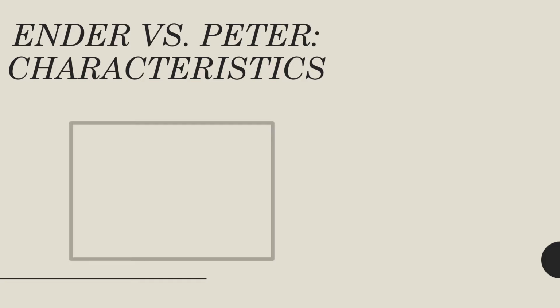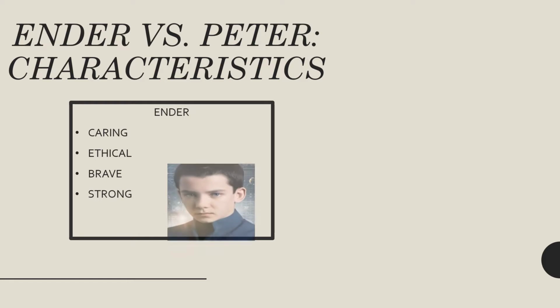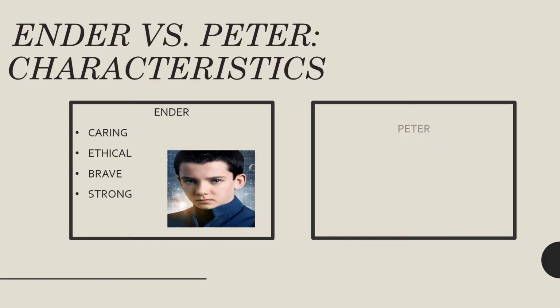Ender is made up of many good characteristics that lead to efficient leadership. He is caring, ethical, brave, and strong. Peter, on the other hand, has too many characteristics that can create a destructive leader. He is selfish, malicious, power-driven, and jealous.